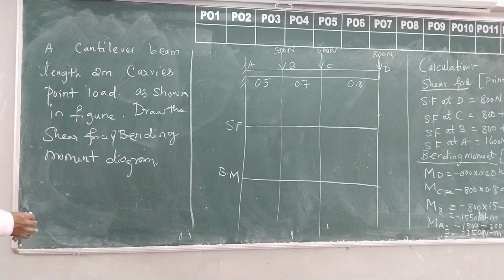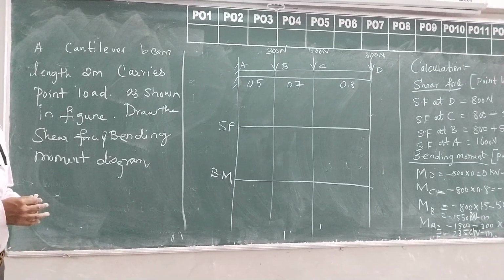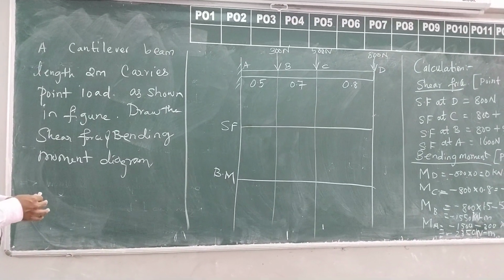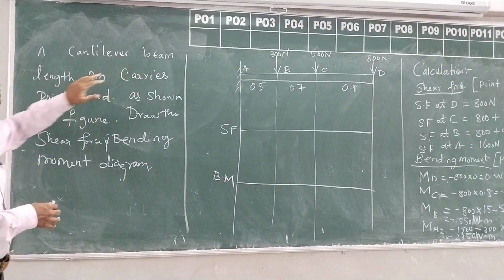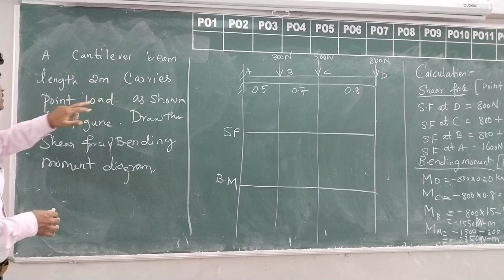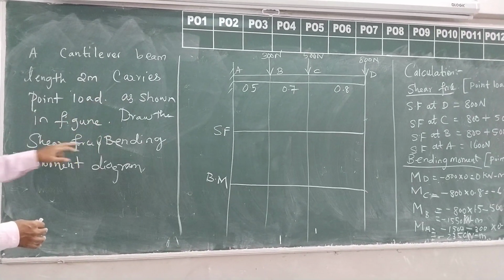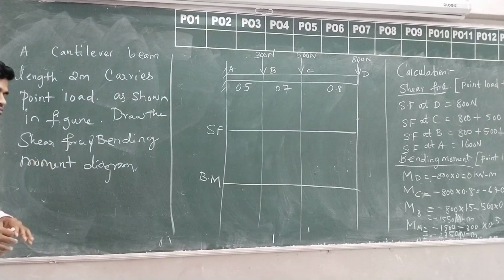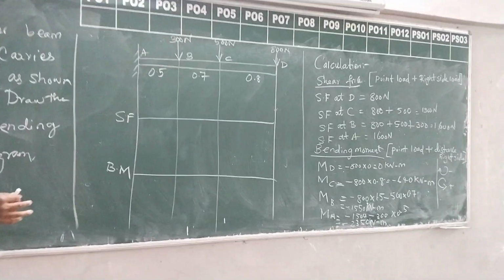Good morning, friends. Today we discuss a shear force and bending moment diagram question. A cantilever beam of length 2 meters carries point loads as shown in the figure. Draw the shear force and bending moment diagram. So, how do we draw the shear force and bending moment diagram?